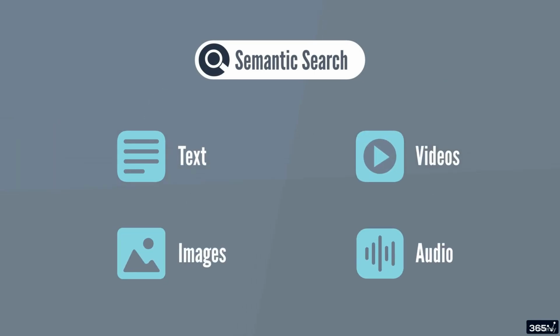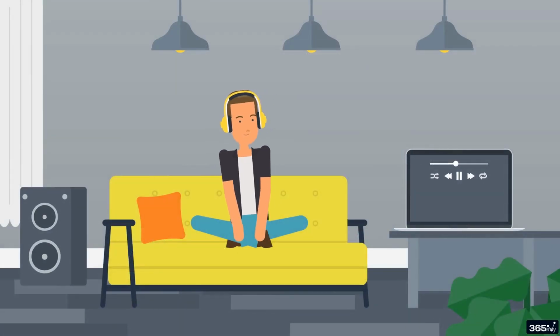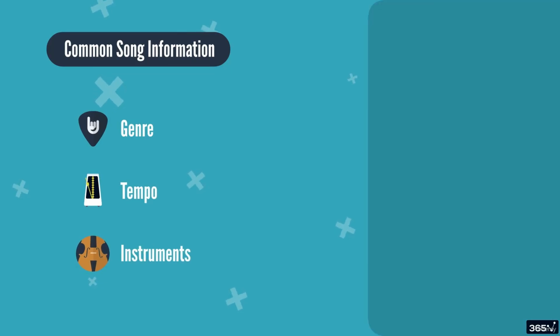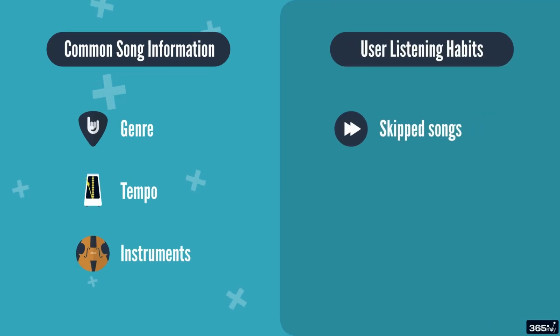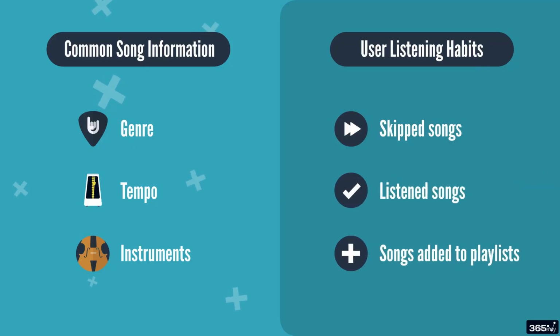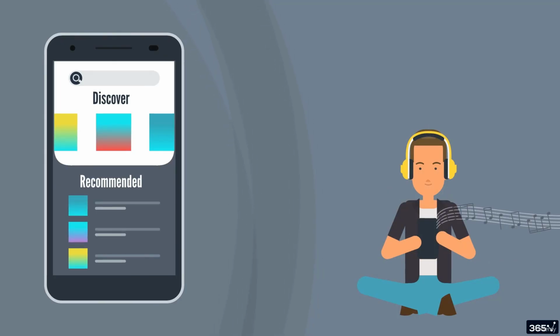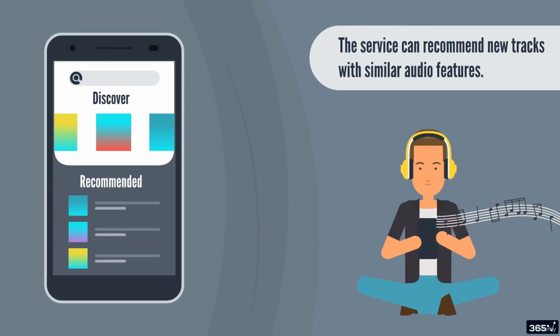A music streaming service can enhance user experience by providing personalized music recommendations based on a semantic search. Aside from collecting song information about a song's genre, tempo, and instruments, you could also gather user information about listening habits, what songs are skipped, listened to, added to playlists, and so on. Then, the streaming service can offer song matches based on deeper audio characteristics and user preferences. For instance, if a user frequently listens to upbeat, energetic electronic dance music, the service can recommend new tracks with similar audio features, even if those tracks are from less-known artists or are not tagged explicitly in that genre.